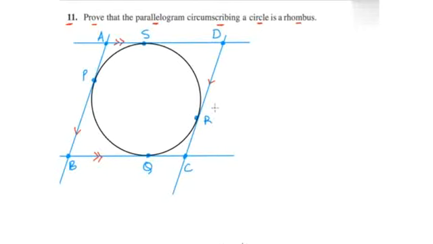Now we have to show that ABCD is a rhombus, which basically means that the four sides of ABCD must be equal. So we are going to use a result which we proved in question 8 of this exercise, which tells us that if you have any quadrilateral circumscribing a circle, then its opposite sides will have the same sum. Let me just recap that result quickly for you.